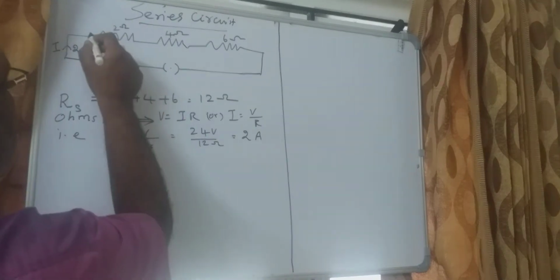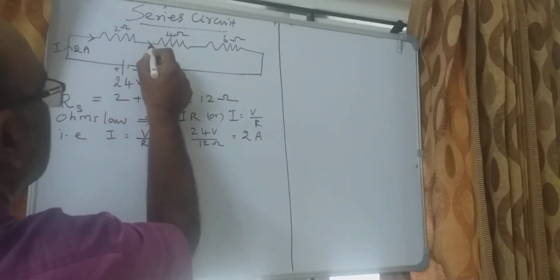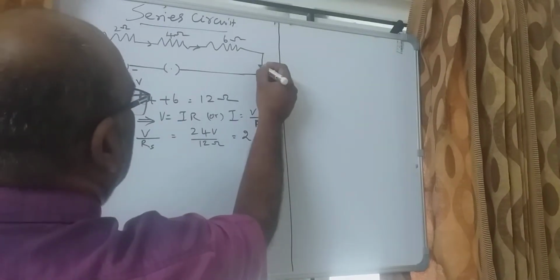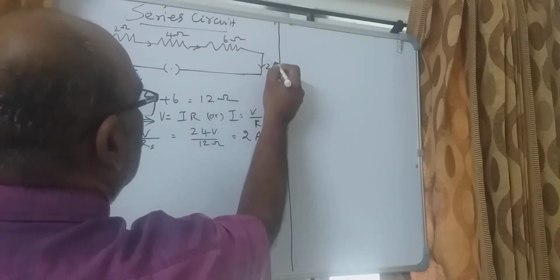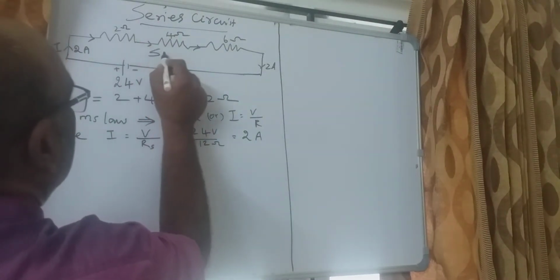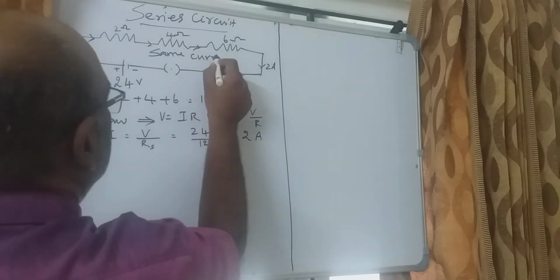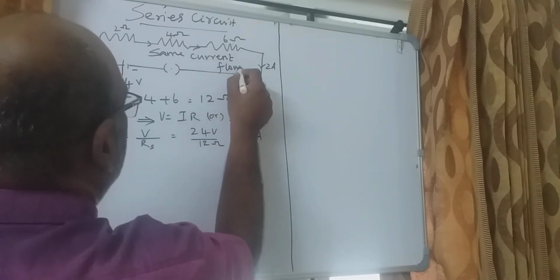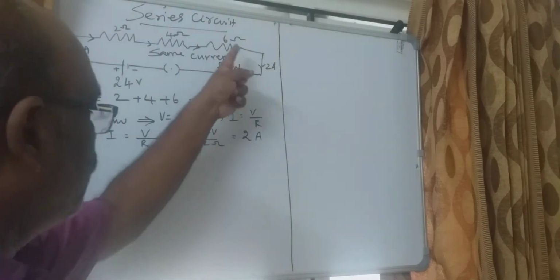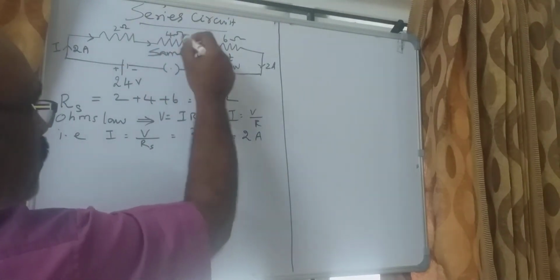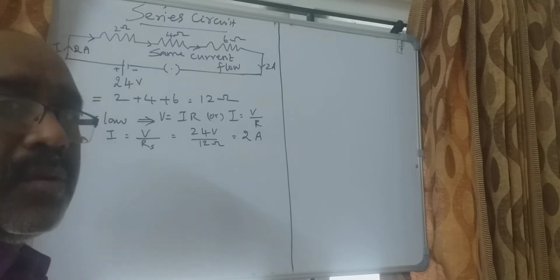This 2 ampere current will flow in this resistor, in this resistor, in this resistor, and come out here as the 2 ampere current. So, that means in the series circuit the same current flows. Then what about the voltage? Out of this 24 volt, how much volt will go to each resistor? That is what we are going to find.